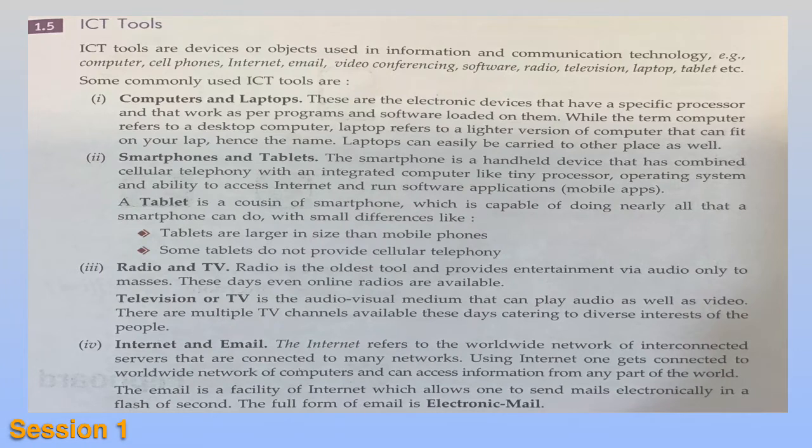Internet and email. The internet refers to the worldwide network of interconnected servers that are connected to many networks. What is the internet? It's a kind of worldwide network, or rather a network of networks. Quite a few smaller networks create bigger networks, and all these networks are connected through multiple servers from where we fetch data or information. Using the internet, one gets connected to the worldwide network of computers and can access information from any part of the world. The internet provides us a kind of portability: we can go anywhere, and if we can access the internet, we can get connected to the entire world.